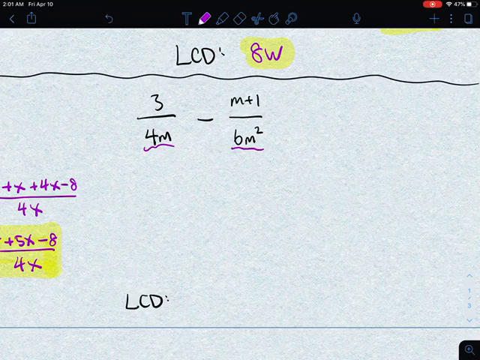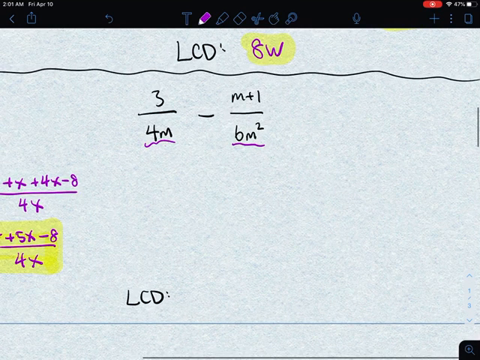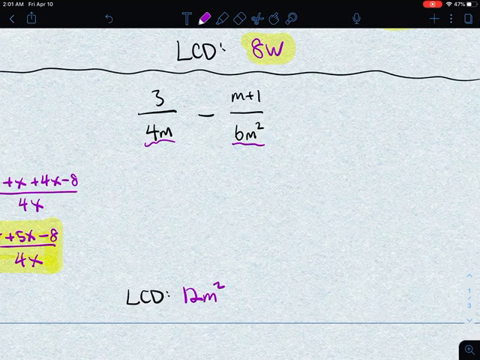All right, 4m and 6m squared. Again, I'm looking at the denominators because I want to first find the LCD. So what's that going to be? 4 and 6, that's 12. M and m squared is m squared.